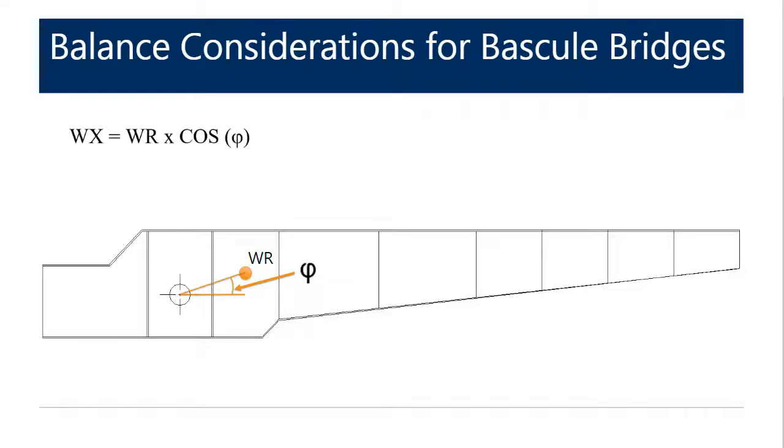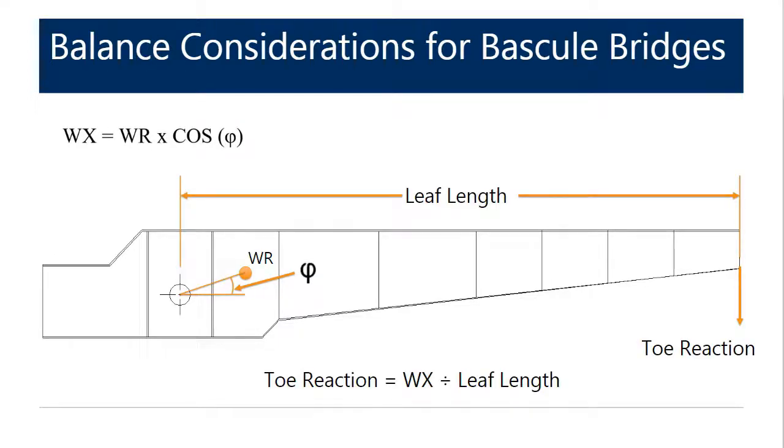We can determine the imbalance moment, which represents a moment that causes the leaf rotation due to the influence of gravity. Wx equals Wr cosine phi. It's common practice, though, to equate the imbalance moment Wx to an equivalent force applied to the toe of the leaf, which is typically referred to as the toe reaction. It can be expressed as Wx divided by leaf length.